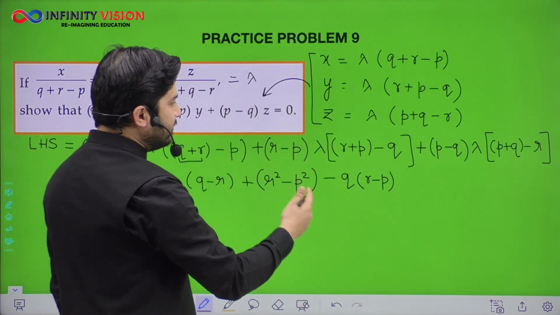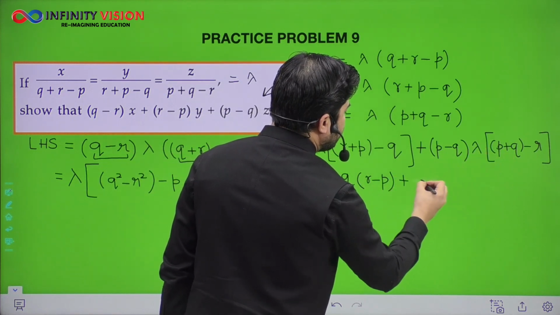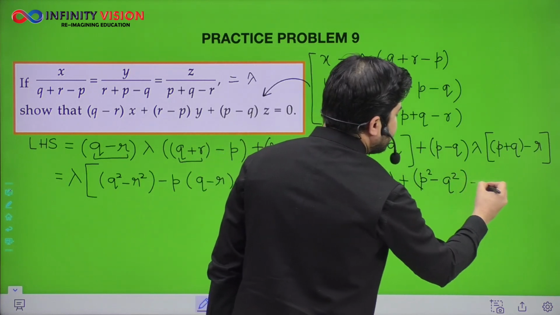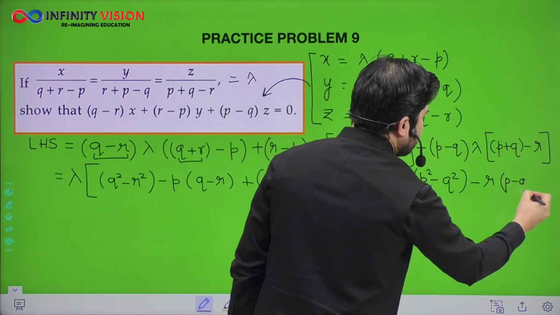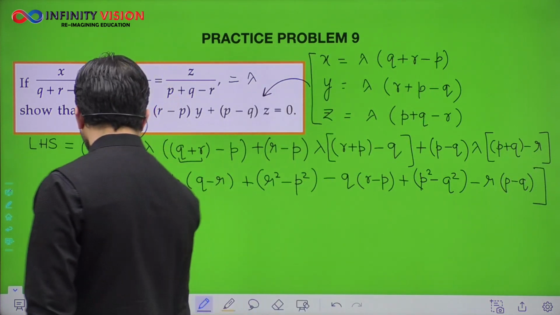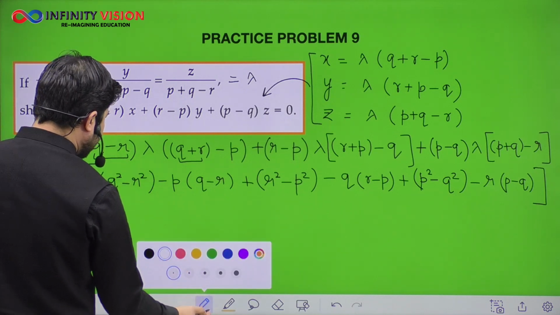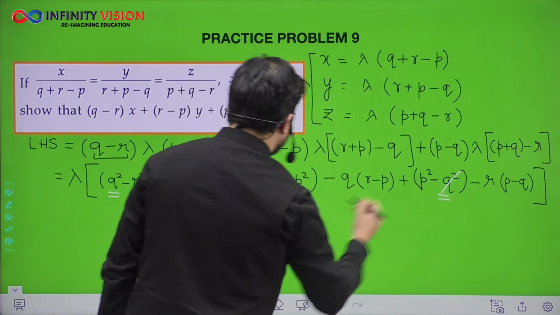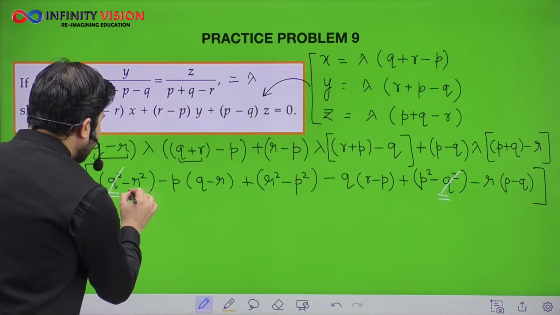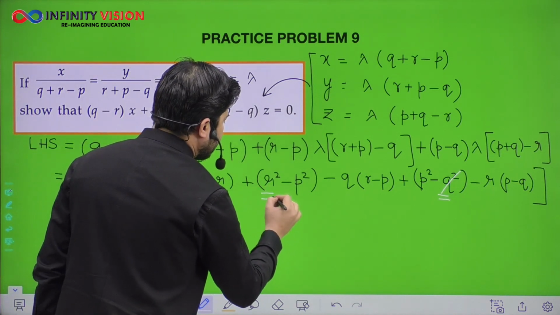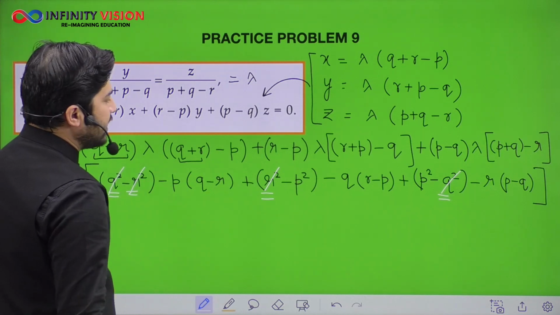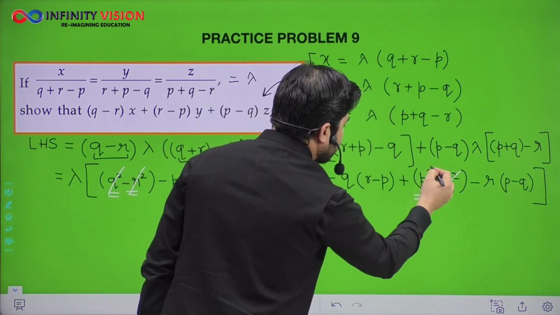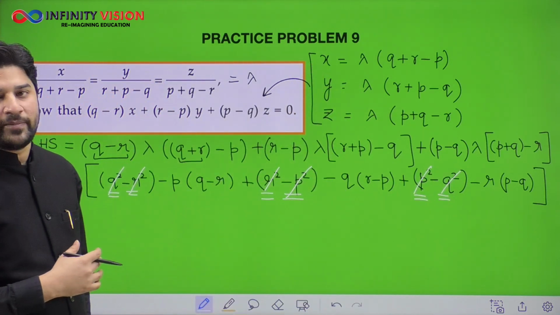And what about the third term? The third term would be p minus q into p plus q, that would be p square minus q square, into minus r into p minus q, and the bracket closes. Now, if you notice, you have got q square here and you got minus q square here. So these two will cancel each other. You got minus r square here and you got plus r square. Again, this will cancel each other out. Then you got minus p square here and plus p square here. So this will cancel each other out. So all the square terms have been cancelled.